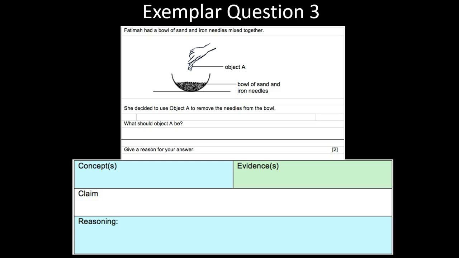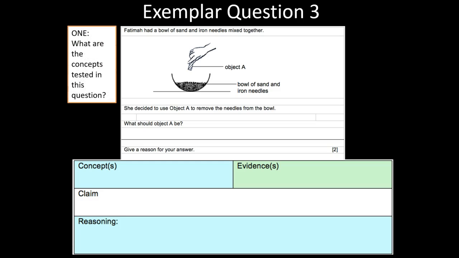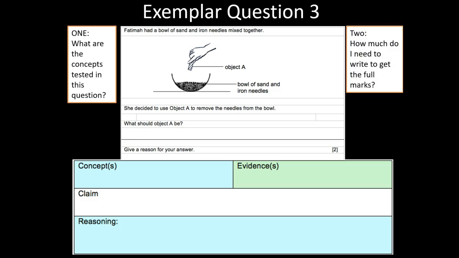Now just now, while you were reading the question, I'm sure you were trying your best to understand the question. But what does that mean, to understand the question? Meaning two things. Firstly, what are the concepts tested in the question? Now, if you do not know the concepts being tested, you will not be able to answer the question at all. Secondly, how much do I need to know to get the full marks? If you do not know how much you are needed to write, you may end up getting only part of the marks even though you understand the question and the concept given.